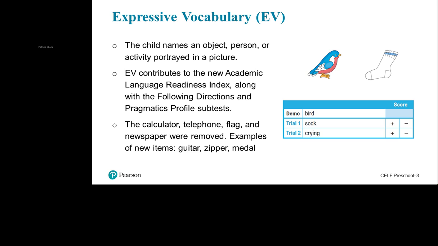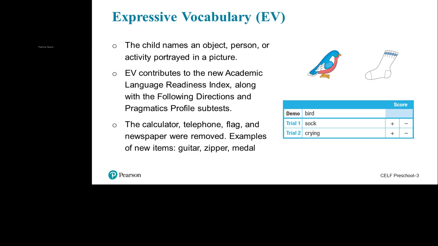For expressive vocabulary, the child names an object, a person, or an activity portrayed in a picture. Expressive vocabulary contributes to the new Academic Language Readiness Index, along with following directions and the Descriptive Pragmatics profile subtests. The calculator, telephone, and newspaper were removed. Those of you that are CELF Preschool-2 users will be happy to know that. And here's an example item.